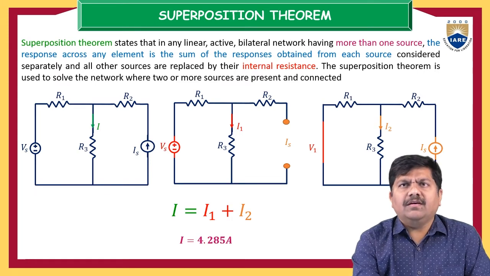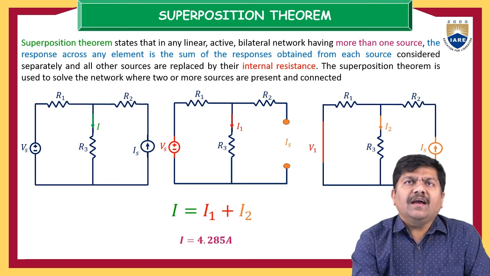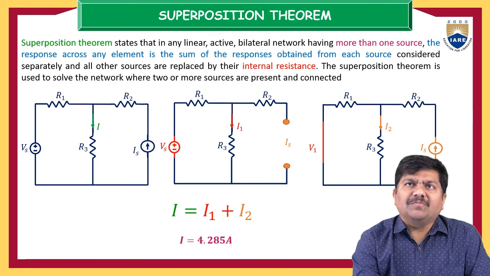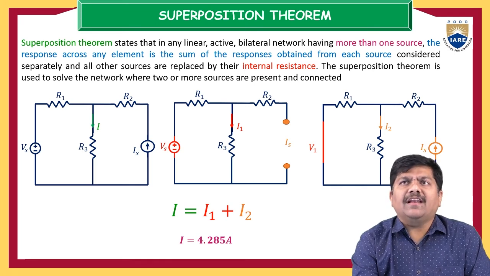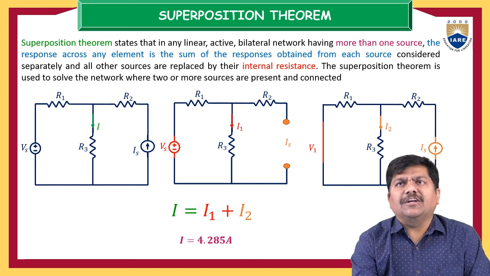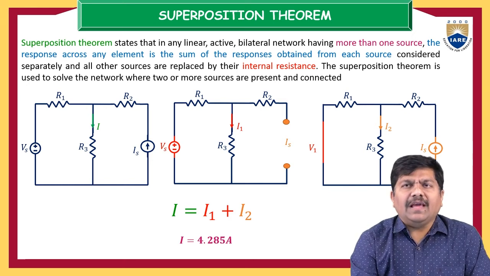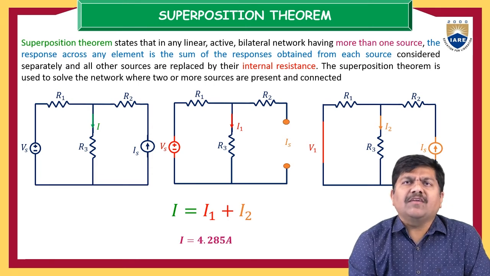So again, because we are going to verify the superposition theorem, for better understanding I am presenting the definition of the superposition theorem. Many times we have discussed this theorem. The superposition theorem states that in any linear active bilateral network having more than one source, the response across any element is the sum of the responses obtained from each source considered separately, and all other sources are replaced by their internal resistance. The superposition theorem is majorly used to solve networks where two or more energy sources are available in the given circuit, and all the sources must be connected back to back. So that is the condition. Majorly the superposition theorem helps us to analyze an electrical circuit consisting of many energy sources like voltage sources or current sources.